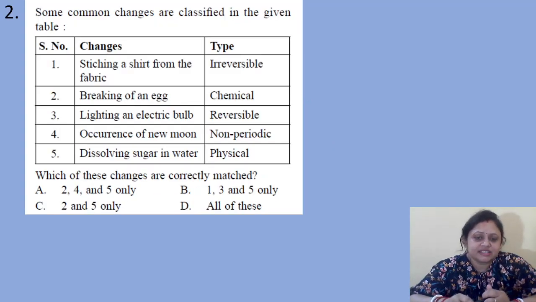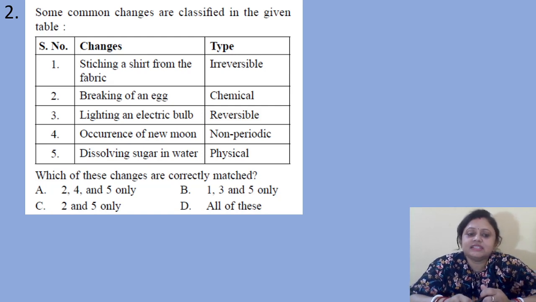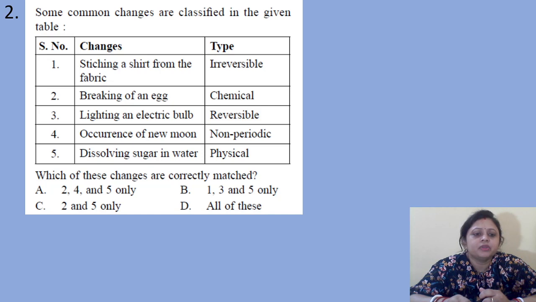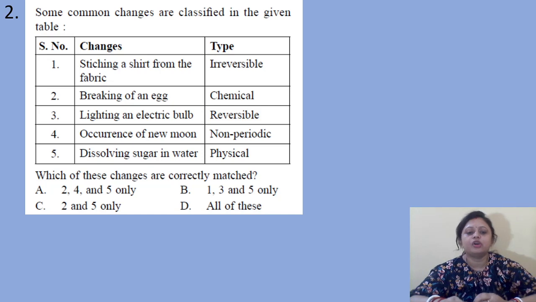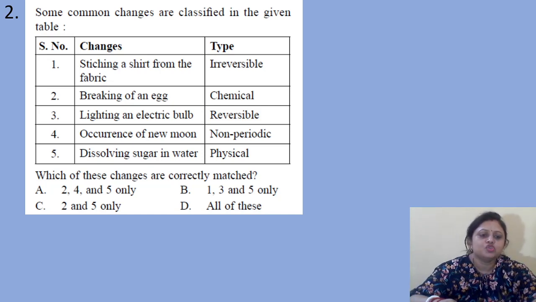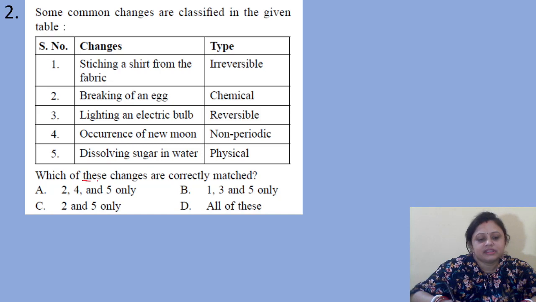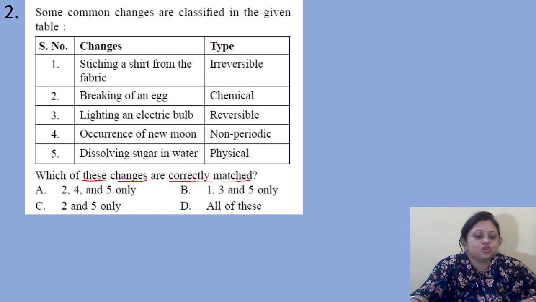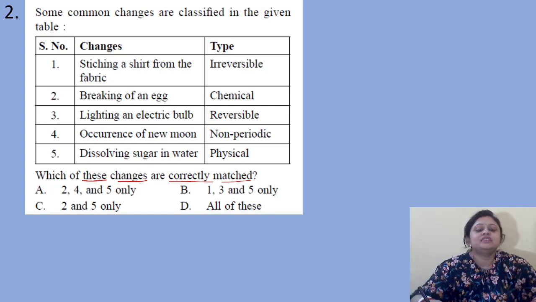Some common changes are classified in the given table. Changes and types. Changes are: stitching a shirt from the fabric, breaking of an egg, lighting an electric bulb, occurrence of new moon, dissolving sugar in water. The types are irreversible, chemical, reversible, non-periodic and physical. Okay, so we have to find out which of these changes are correctly matched. Options are A 2, 4 and 5 only, B 1, 3 and 5 only, C 2 and 5 only, D all of these.